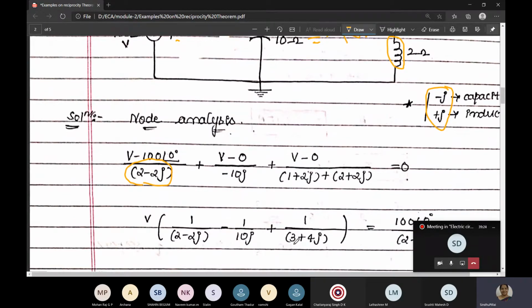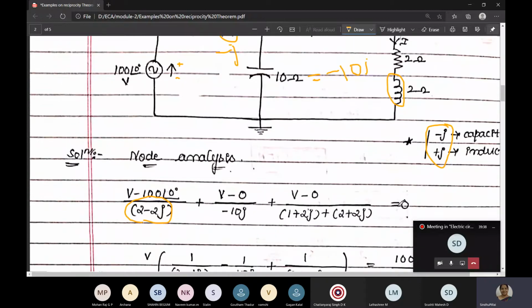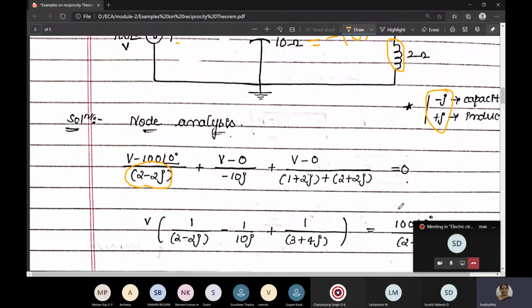So 2 plus 1 will become 3. 2 plus 2 is 4. You can combine here also. From here only you can combine. It is 2 plus 1, 3. 3 plus 4J. The combination of this. So we have 3 branches. We have written 3 currents and that is equated to 0.